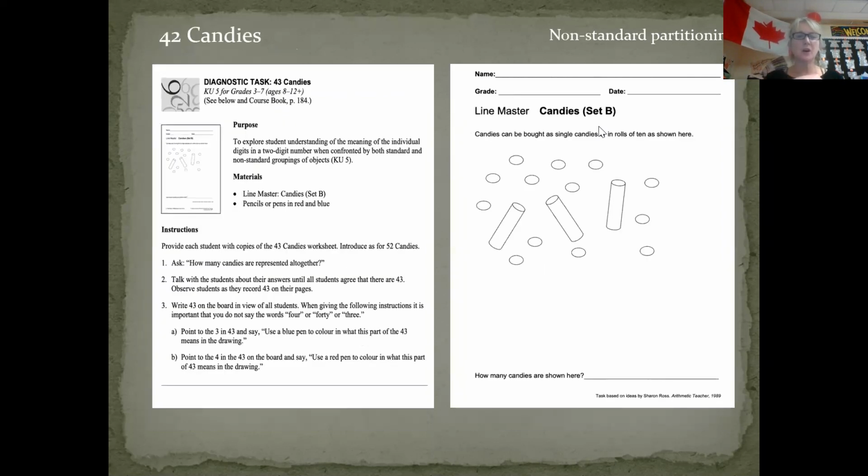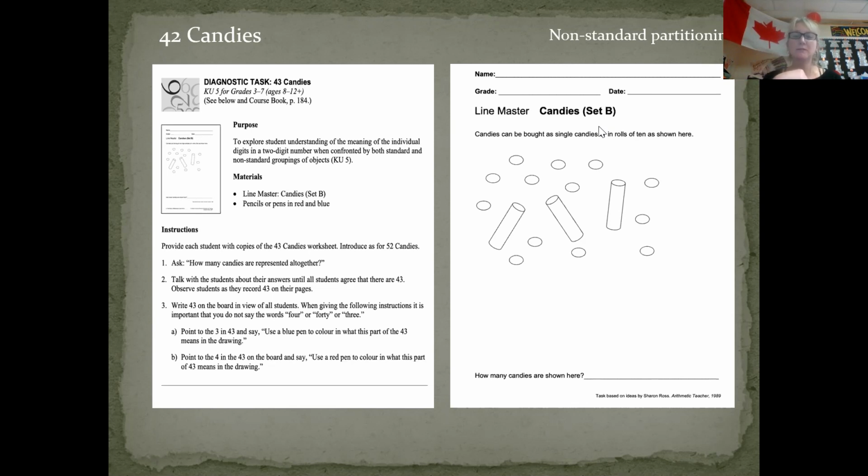The next one is called Candies B, 43 candies actually. You'll notice on that sheet, even though we have 43 candies, we only have 3 tubes of 10. That's done purposely because we are looking for those kids who are going to color in the singles, the digit 3, as those 3 groups of 10. So you go through the same thing, and we all still agree that there are 43 candies there. I do sometimes ask them how they figured it out, just to make it into a number talk.